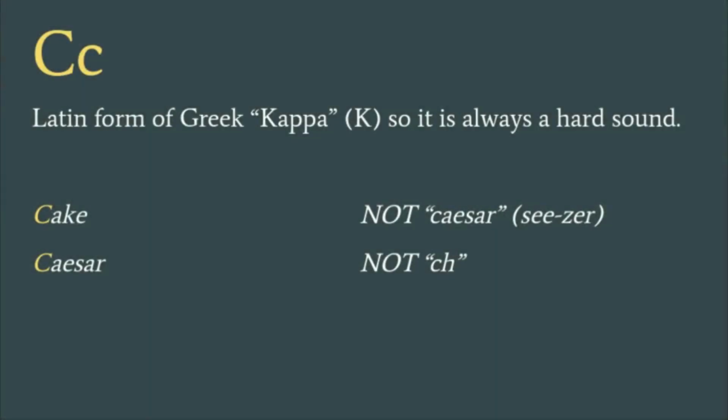Next, we have the letter C, right? So the letter C is the Latin form of the Greek kappa, which is a K. So it always makes a k sound, right? A hard sound. So it's a consonant, so you want to think of it that way. It always makes the sound like the C in cake, right?